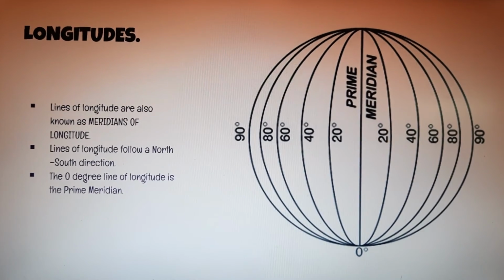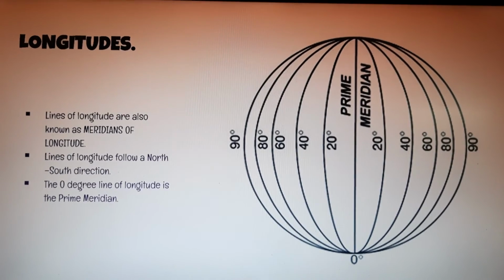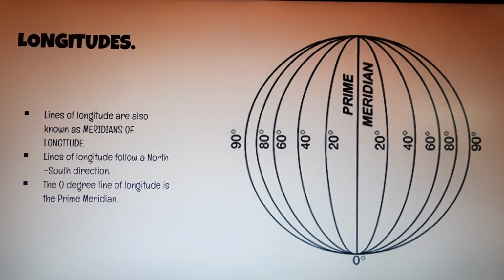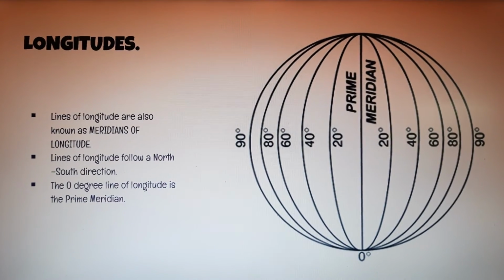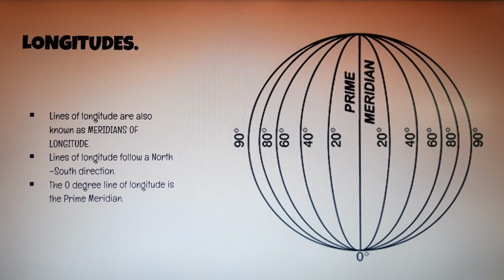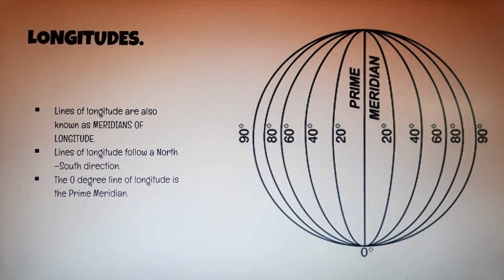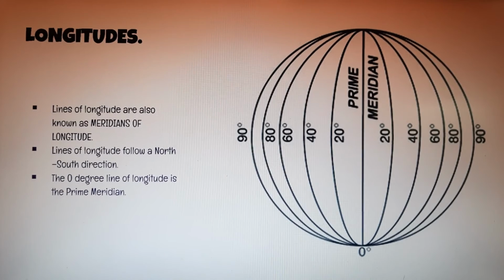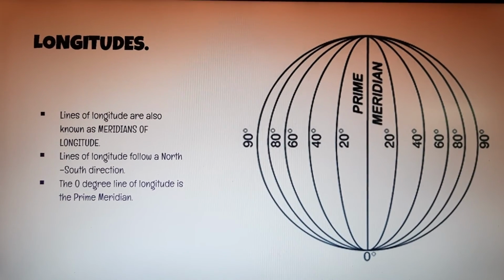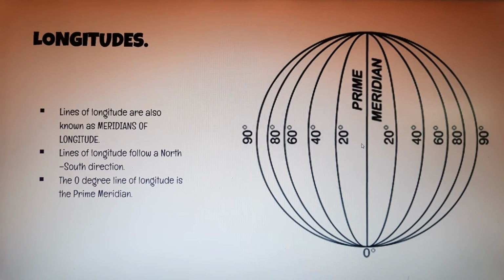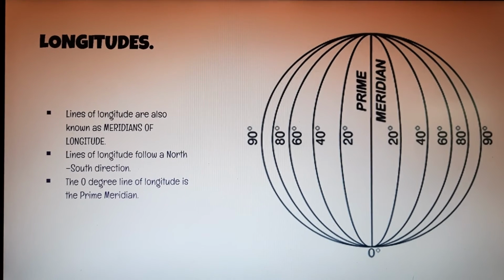Now we will learn about longitudes. So longitudes are the imaginary lines which run from north to south. Okay, latitudes run from east to west, whereas longitudes run from north to south. And you have 360 lines of longitudes around the earth, which means 180 in the eastern hemisphere and 180 in the western hemisphere. So all the lines of longitudes follow a north-south direction.